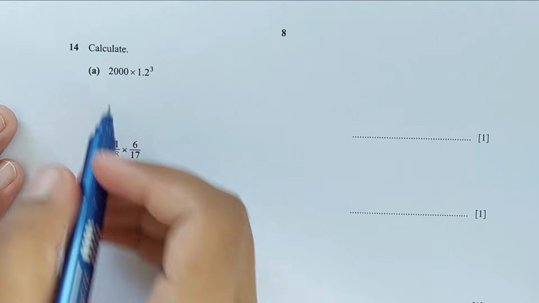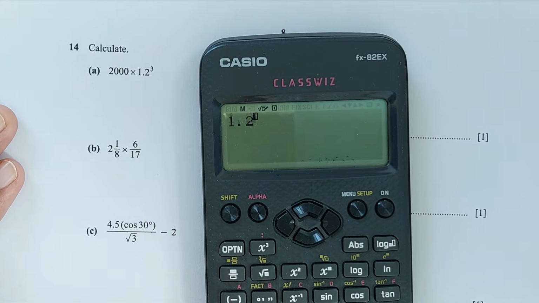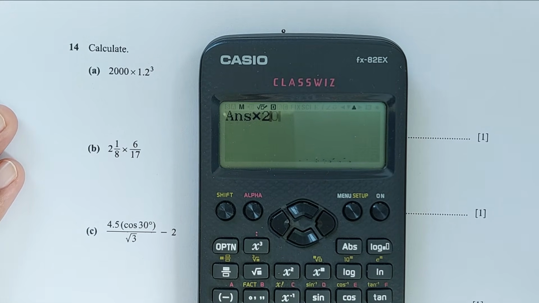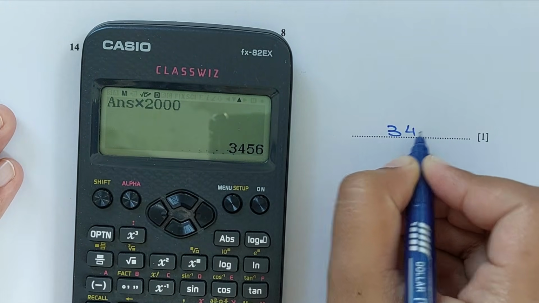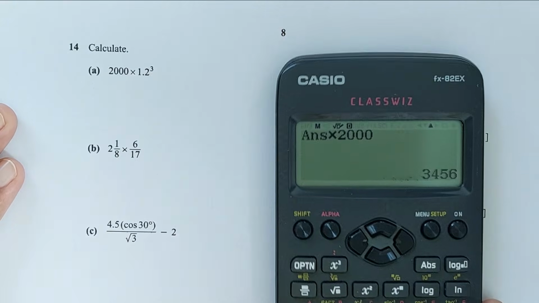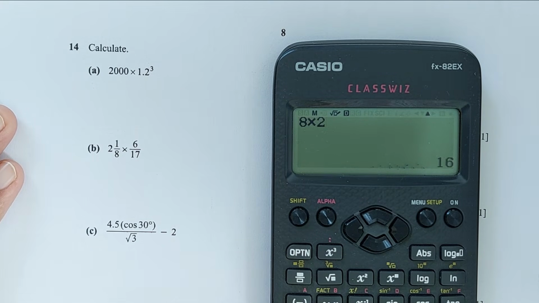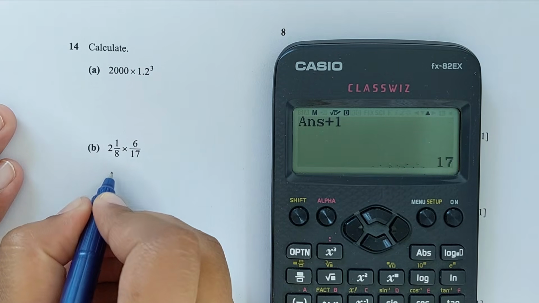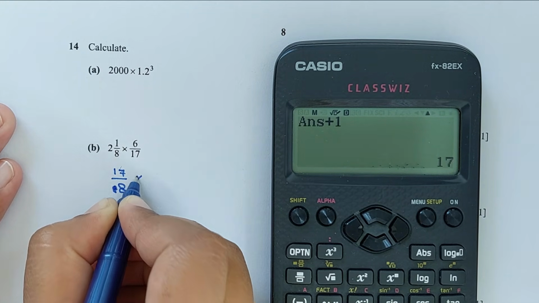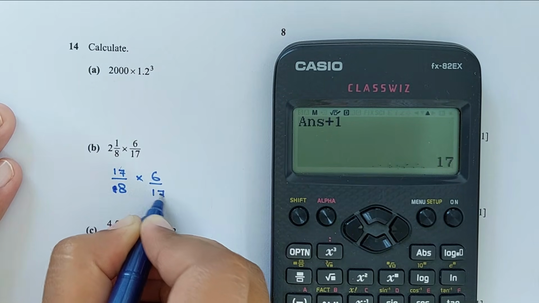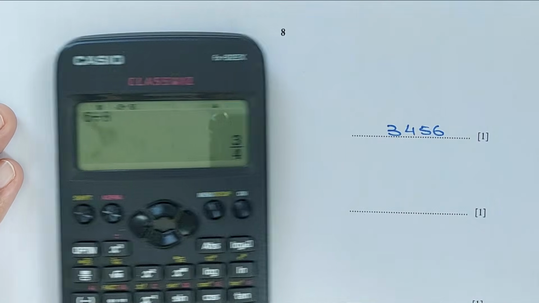Question number 14, calculate. Part A: first we need to do 1.2 cubed and then times 2000, which is 3456. Part B: we have to do 8 times 2, which is 16, plus 1 makes 17. So 8 times 6 over 17 over 18. So 17 is cancelled with 17, 6 by 8, which is 3 by 4.